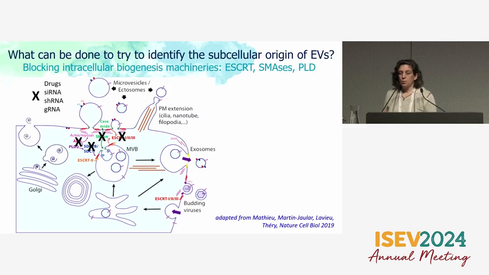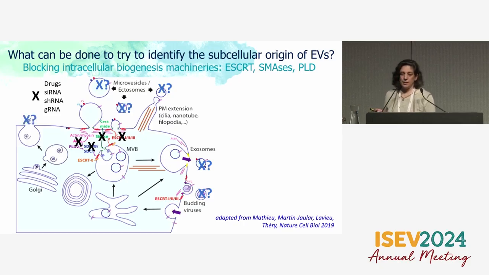But in fact, when people looked more carefully, there were not only exosomes affected, but these drugs could also affect the budding of ectosomes from the plasma membrane. In particular, ESCRTs are involved in the budding of viruses. Also, when you block neutral sphingomyelinase, you increase the secretion of large vesicles. So all these pathways are interconnected.